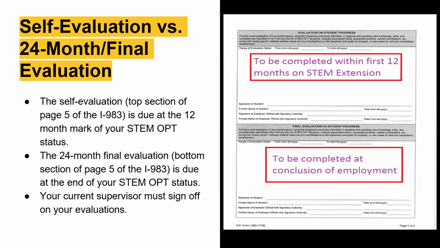So this is page 5 of your I-983. And that self-evaluation, that top part, is to be completed along with the validation report at your 12 months. So when you're at the 12 months, you fill that out, signatures there as you see, submit to us, and then we have it on file. The 24-month evaluation is due at the end of your STEM OPT status, or again, that's why we say STEM OPT status, if you get to the end of the 24 months, or if your employment comes to an end, or if you change statuses under those circumstances. And your current supervisor, just to keep in mind, must also sign off on all of your current evaluations here.